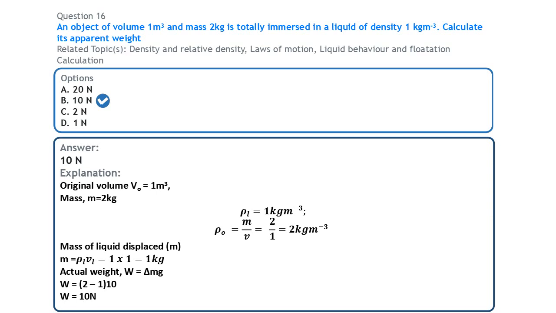The apparent weight is now going to be, now weight ordinarily is equal to mass times acceleration due to gravity, but the apparent weight is going to be the difference in the mass, that is the mass of the object in air minus the mass of the object in water, multiplied by acceleration due to gravity. The mass of the object in air is 2, minus its mass in the water, which is 1 kilogram, multiplied by 10. 2 minus 1 is 1. 1 times 10 is 10 newton. So this object that weighs 20 newton in air is now weighing 10 newton in the water.